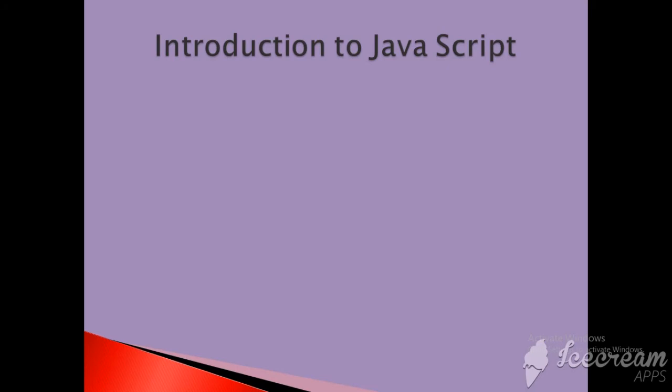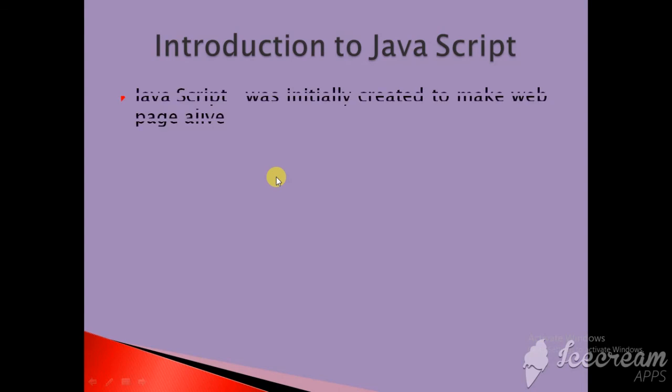In the next video, when I upload it, I will go one by one through how we will be implementing JavaScript. JavaScript was initially created to make a web page alive. Whatever events we are handling, we just click on the mouse and it works. Even dragging and dropping can be done. So it is making the page alive.